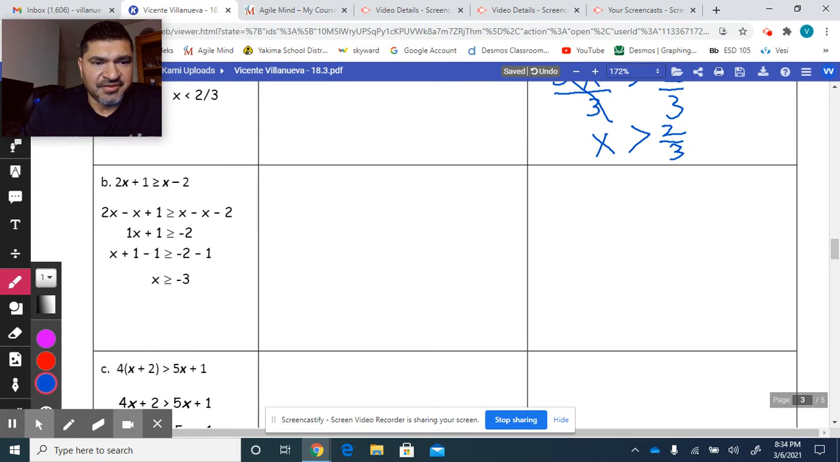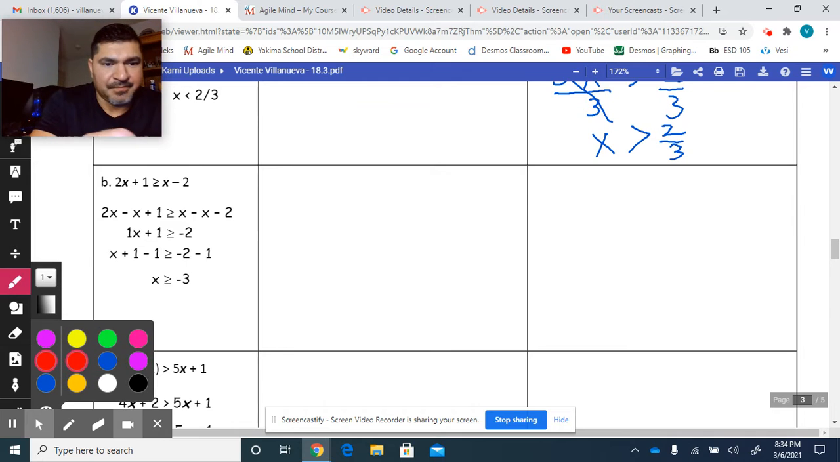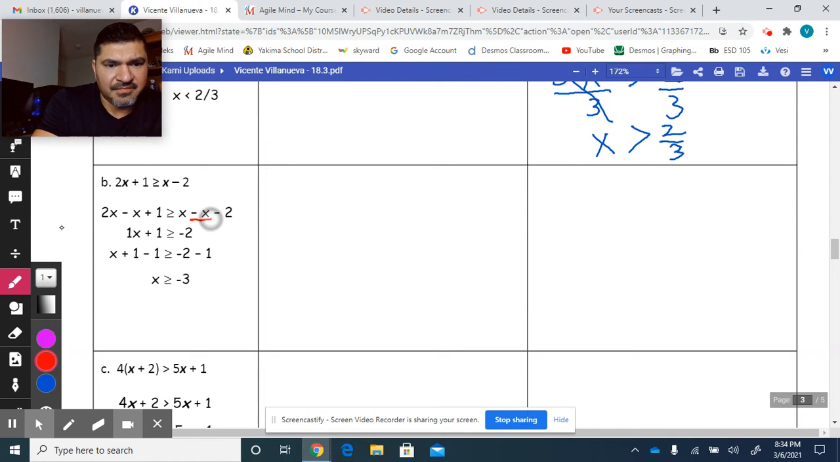So we have 2x plus 1 is greater than or equal to x minus 2. Be thinking of that first step. Okay, I like to look at the variables first and then move the smaller one. The smaller one would be x. So how do we get rid of x? Well, we subtract an x. So they did that here. Okay, that looks good. We're subtracting x on both sides. So 2x minus x, that is 1x, that's true. Plus 1 is greater than or equal to x minus x, that cancels, negative 2.